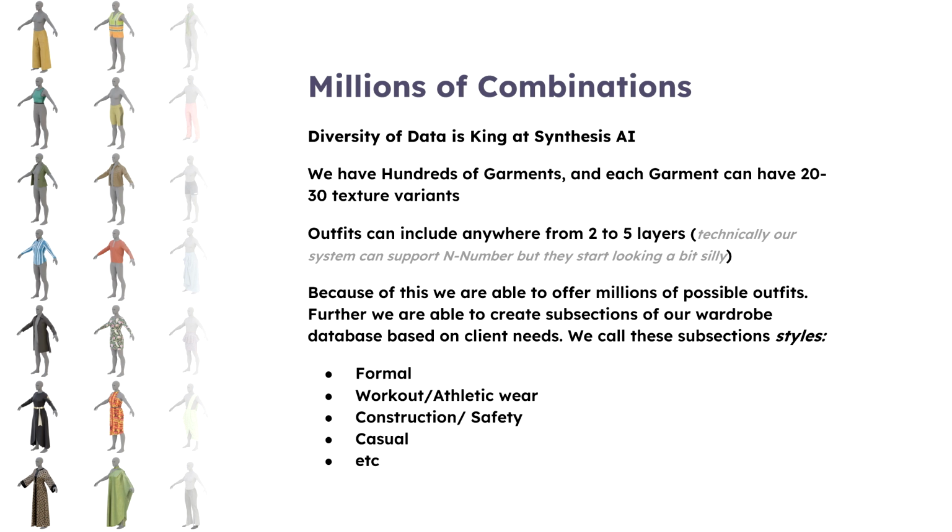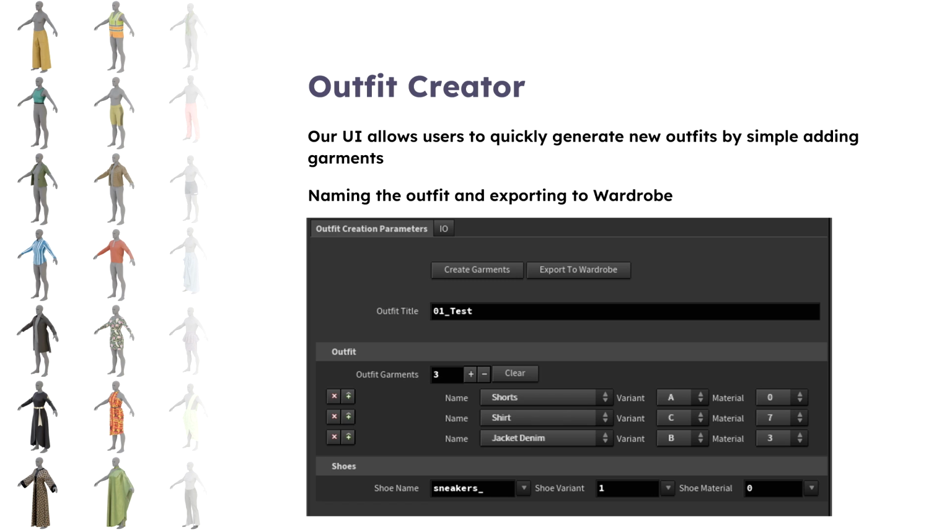As a client might come up to us, they will tell us what kind of job they're looking for. For example, construction safety. We can say, hey, we've got a whole wardrobe of construction safety that you can take a look at, or formal or athletic wear, whatever they might be looking to do. Our outfit creator is actually the only bit of this presentation that doesn't live in one streamlined process, and that's because it's a separate HIP file entirely. It has a nice UI at the front that allows users to add garments to a list, name the outfit, and then quickly export it to the wardrobe.